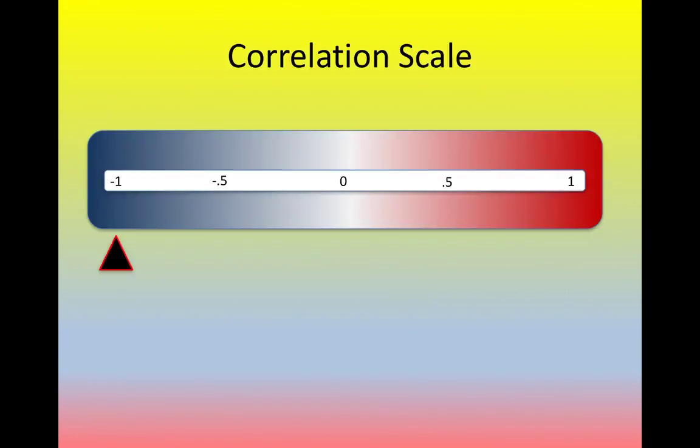The correlation scale goes from -1 to 1. So the strongest possible correlations are -1 and 1. Correlation can't be any stronger than that.